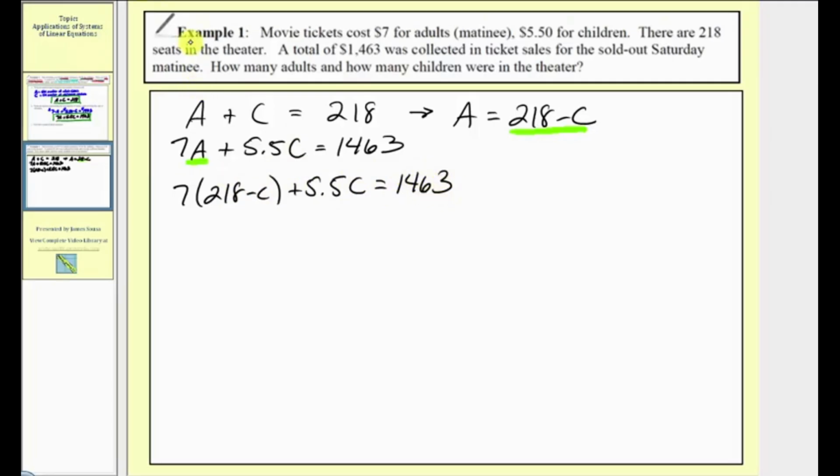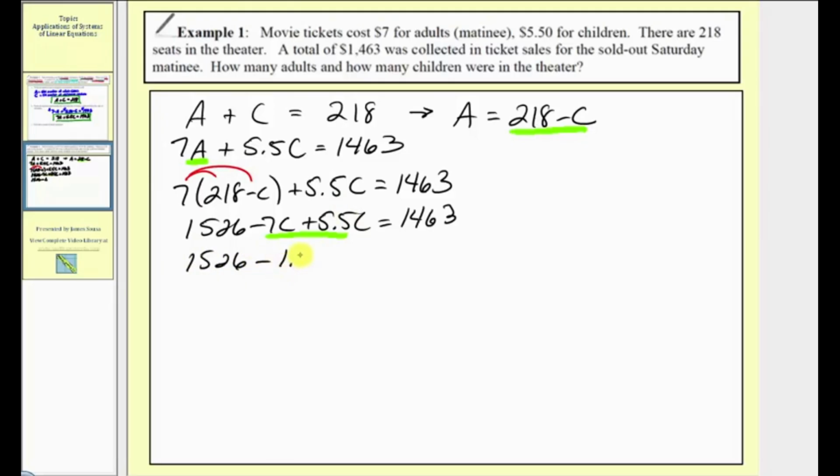Next, we'd clear the parentheses by distributing here. 7 times 218 is equal to 1,526, and then minus 7C plus 5.5C equals 1,463. Combining the like terms here, negative 7C plus 5.5C is negative 1.5C. So we have 1,526 minus 1.5C equals 1,463. We'd subtract 1,526 on both sides.